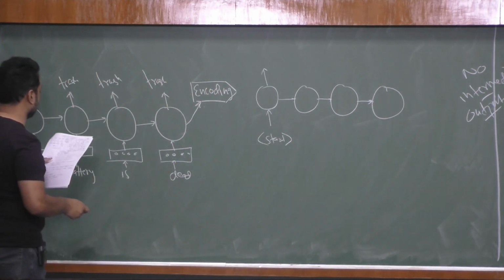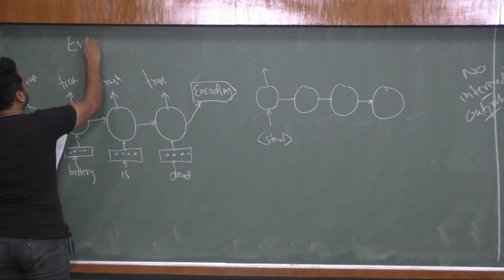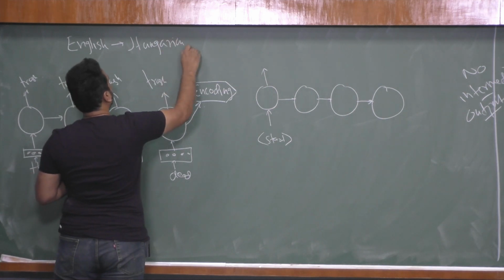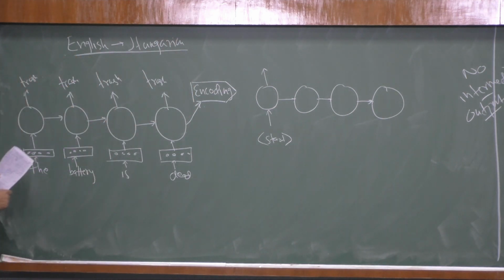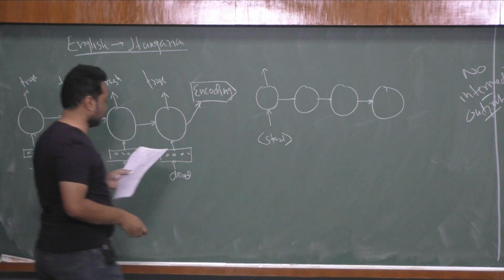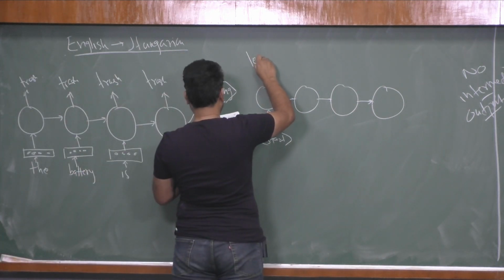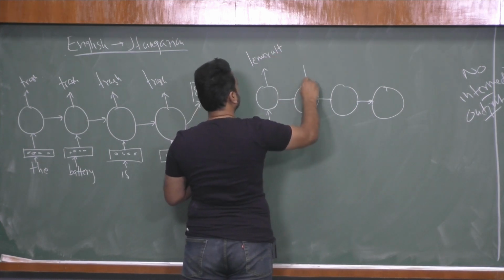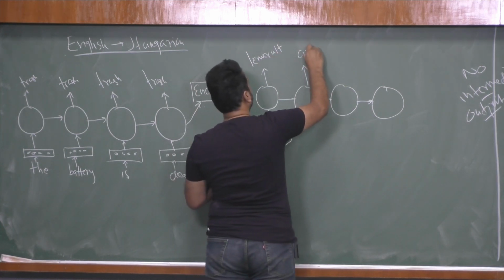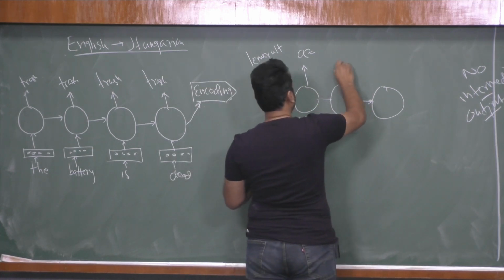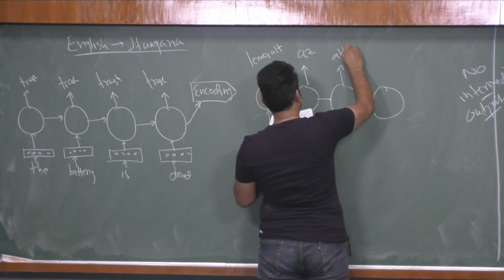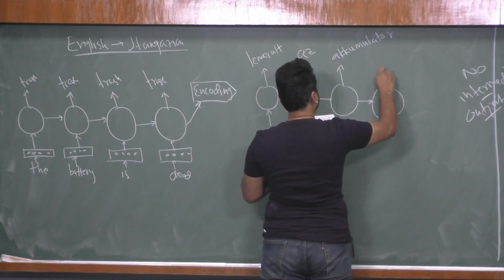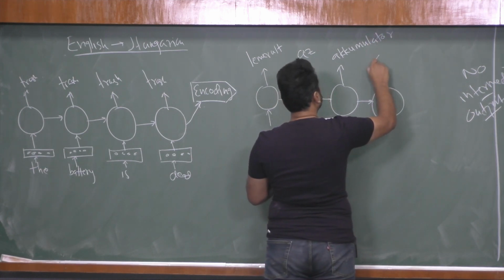Let us say we are looking at English to Hungarian, because it will bring its own nuances. So let us look at this as an example. Here it will produce this. I don't know Hungarian, but I hope what we are writing is correct. This is A K K U M U L A T O R, and then finally it has the end token.